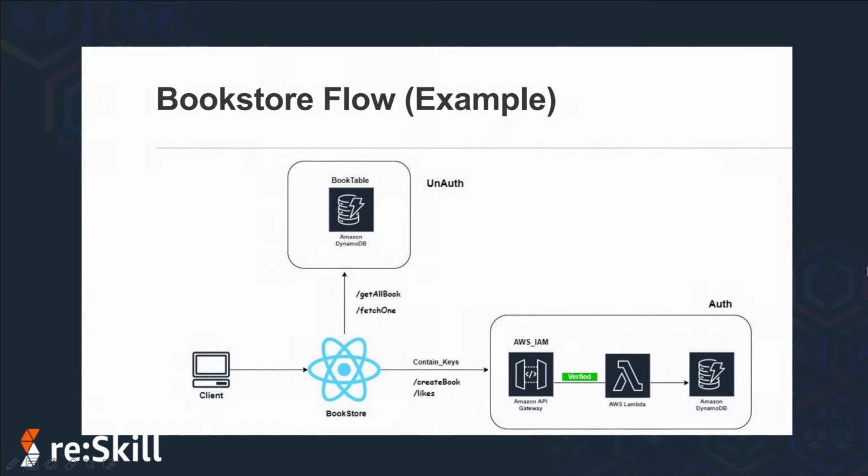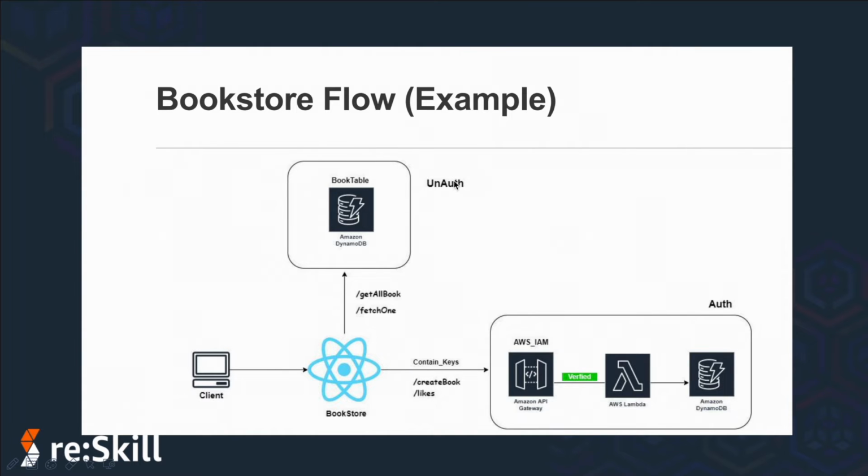So now we have seen how the Cognito identity pool works behind the scenes. So let's now describe a Bookstore application architecture flow. I have created an application with React.js. The application name is Bookstore. Here you can see there are two components. One is unauth and the other one is auth. So unauth is basically used for guest users, and auth is basically used for signed-in users.